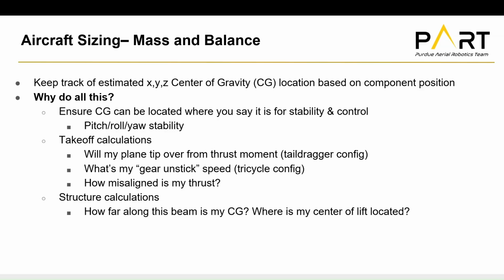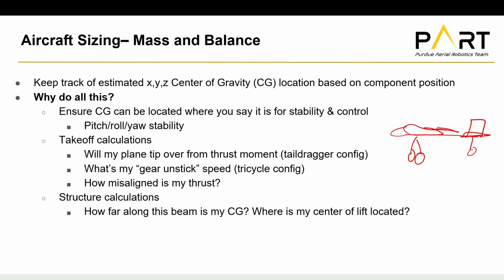It's important for takeoff calculations, right? So if you have a tail dragger configuration where you have kind of two main wheels in the front, and then you have a smaller wheel in the back, right? And then your plane looks like, I don't know, like this. It's a terrible drawing, right? But that's the idea. You want to make sure your plane's not going to tip over when you accelerate, right? When your thrust comes on. So that's important for knowing that. That's why you should always do a vertical component as well.